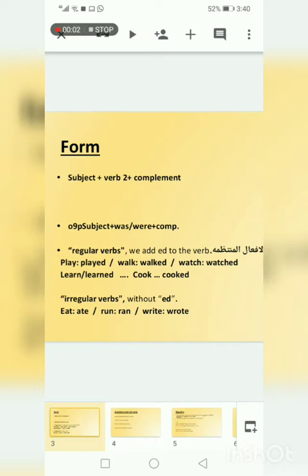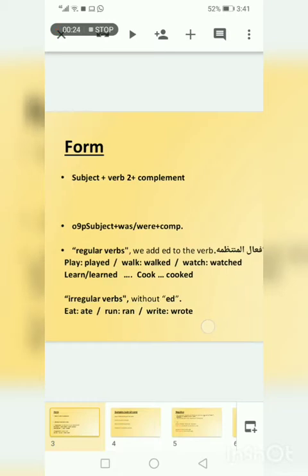And it is very important to know that there are two types of verbs in English. Here we have regular verbs and irregular verbs. Regular verbs, الأفعال المنتظمة, are the verbs that end with ed or d.